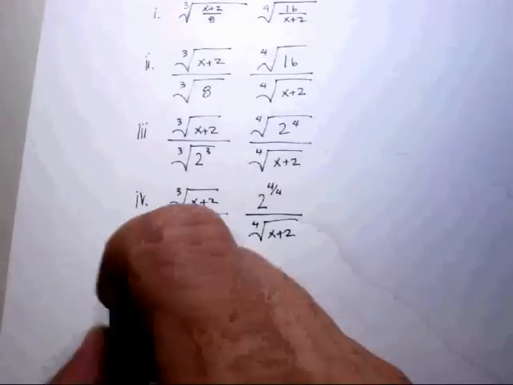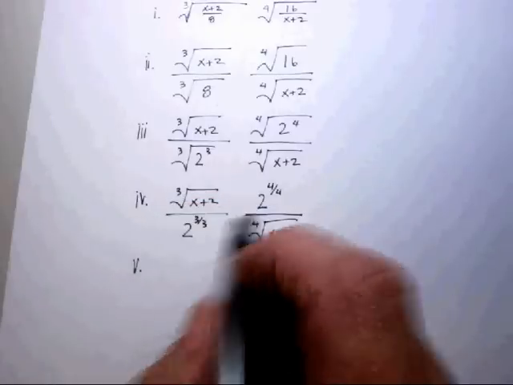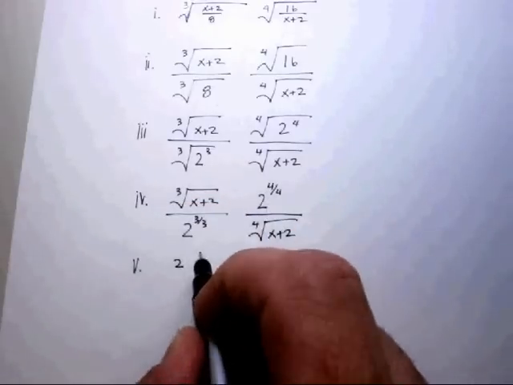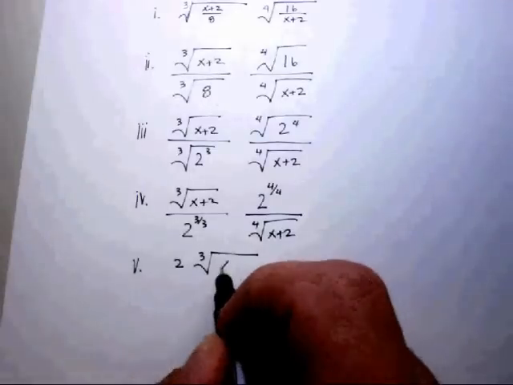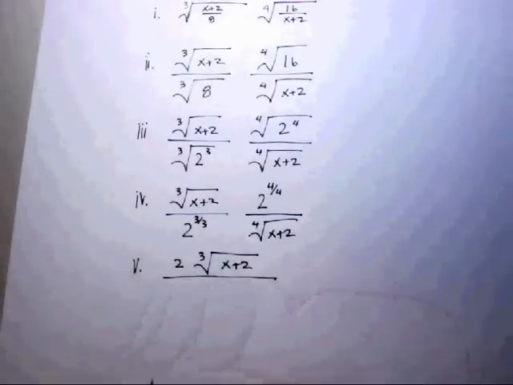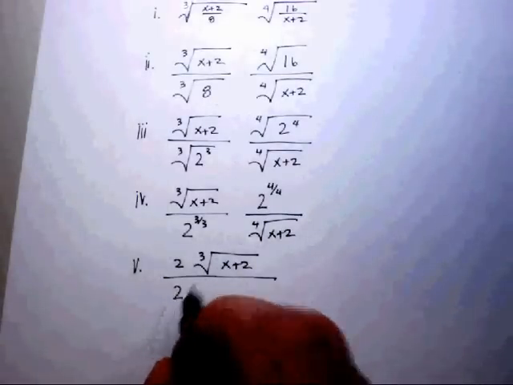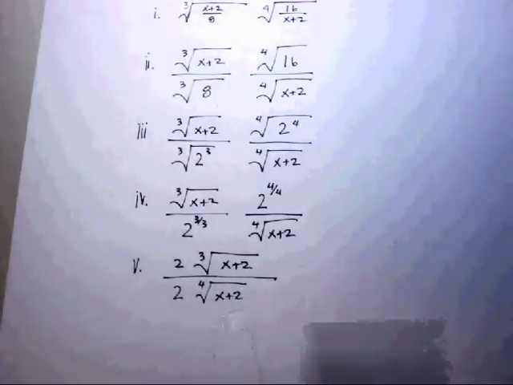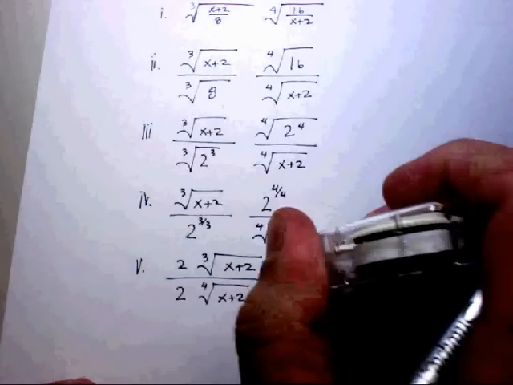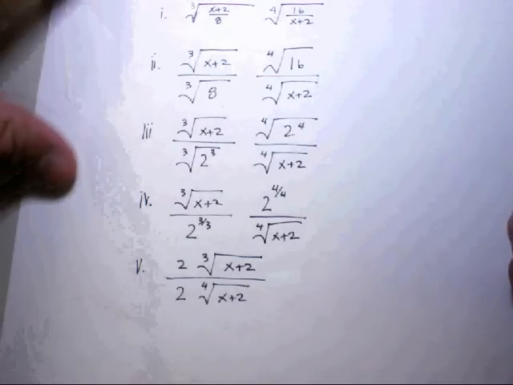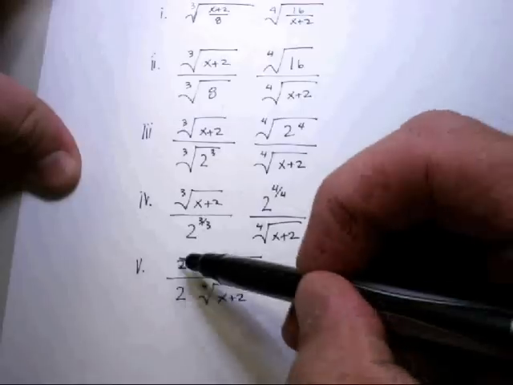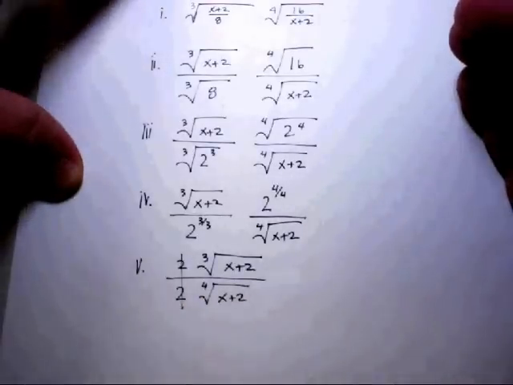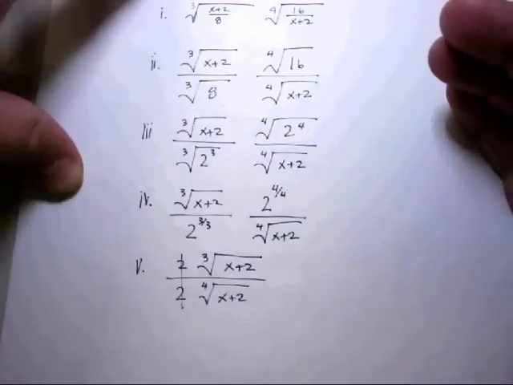So let me just rewrite this as 2 times 2 to the 4 over 4, which is just 2 to the first. So 2 times the cube root of x plus 2 over, down here, 2 times the fourth root of x plus 2. That makes things look pretty easy, actually. Now I can factor out a 1 or cancel it out. I hate to say cancel it out because I'm not really canceling it. I'm just rewriting it as 1.